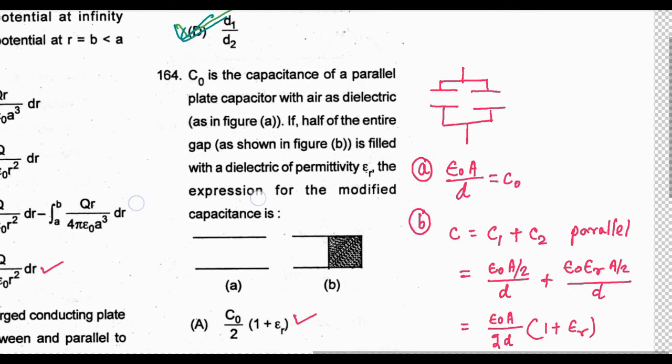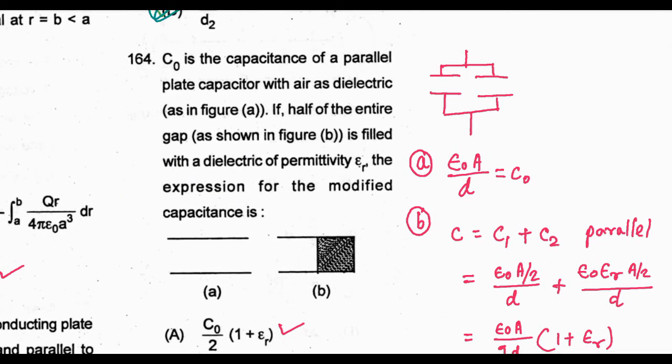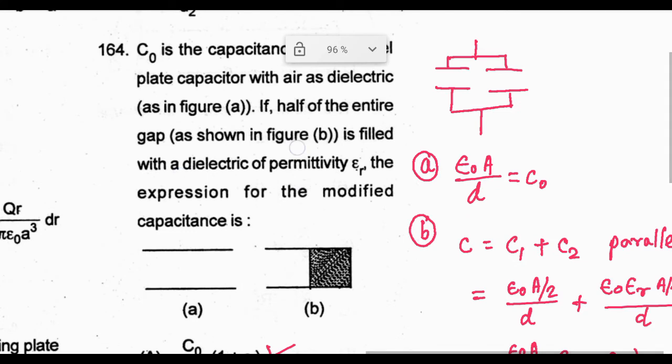Next question is, C0 is the capacitance of a parallel plate capacitor with air as a dielectric, as in figure A. If half of the entire gap as shown in figure B is filled with a dielectric of permittivity epsilon r, the expression for the modified capacitor is. So here this one is the first case and this one is the second case.